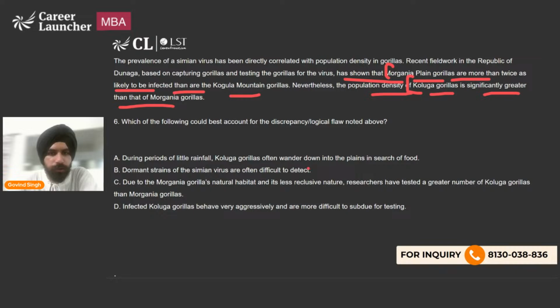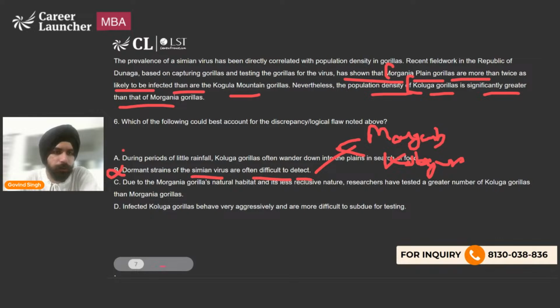Is this resolving it, that dormant strains of simian virus are often difficult to detect? In whom? In the Morgania ones, in the Koluga ones? Which one? We do not know. It's not talking about a specific species. So how do we resolve the flaw? So this also becomes a wrong answer. Insufficient to resolve the flaw.